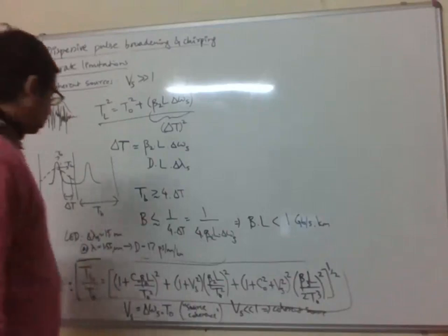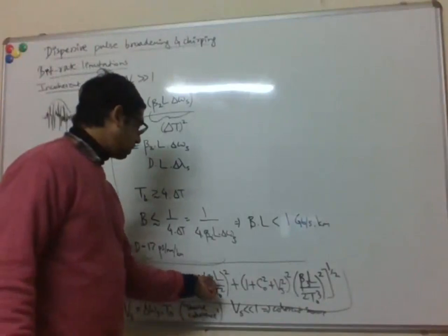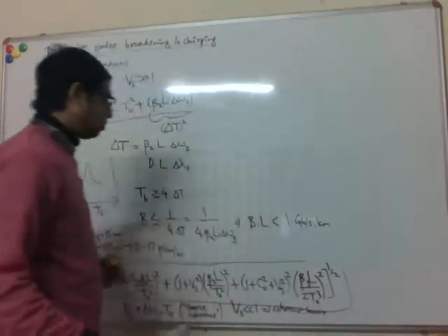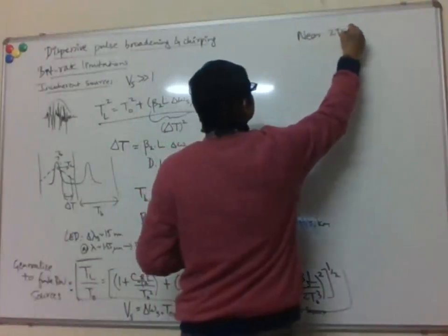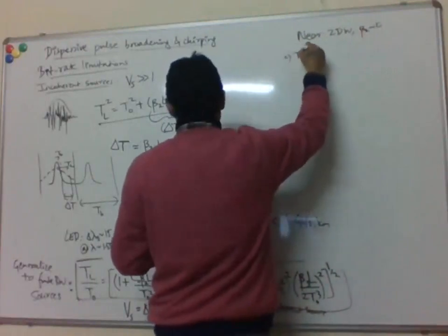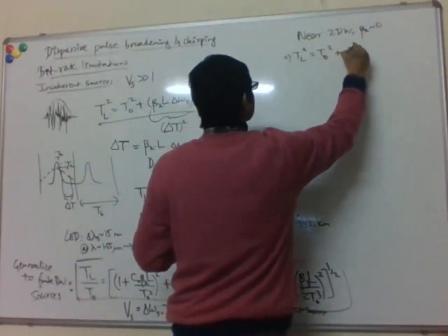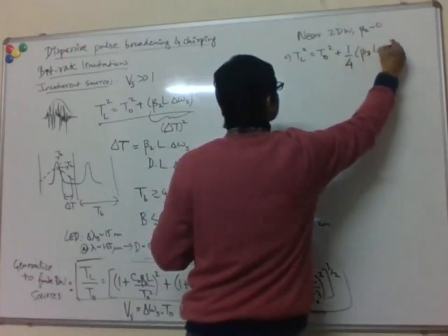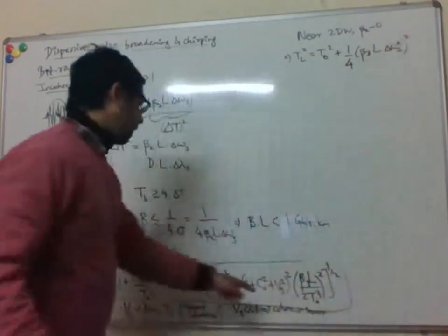Okay, so now we can do better if we go to a wavelength which is near zero dispersion. Then we get rid of this term, and now this beta 3 term. So we'll have this term.